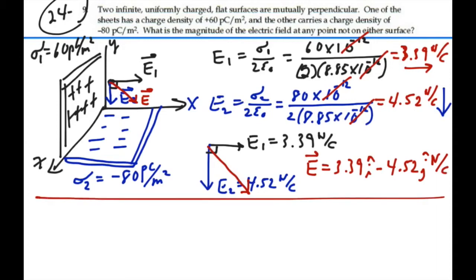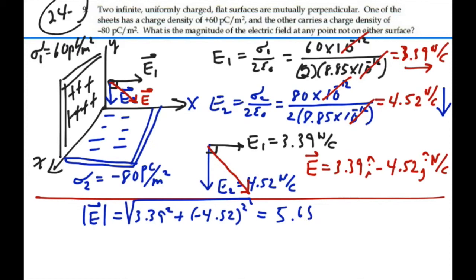So the magnitude of our electric field is going to be equal to the square root of 3.39 squared plus a negative 4.52 squared. If I square that and take the square root, I get 5.65 newtons per coulomb, and it's going down at an angle as I've drawn it like that.